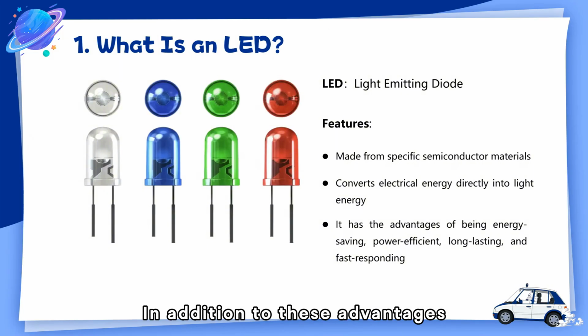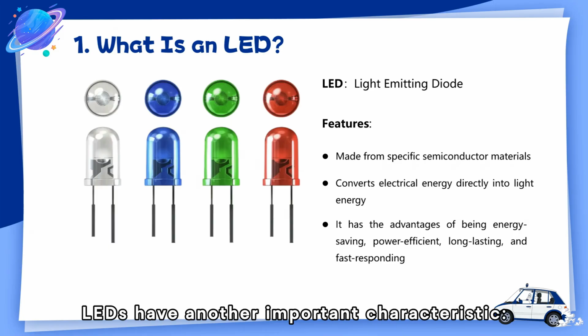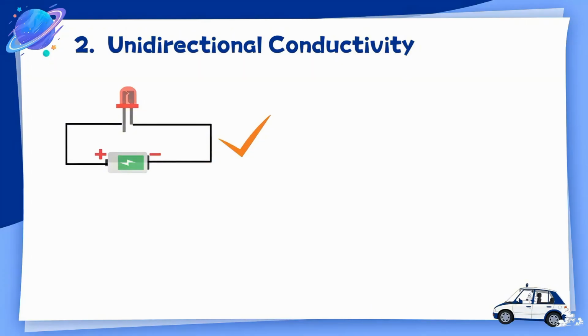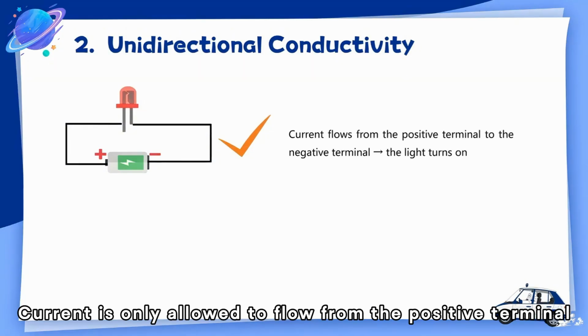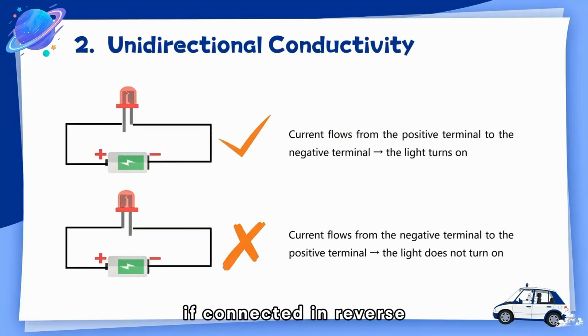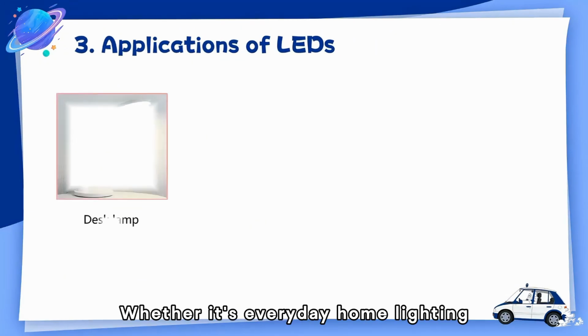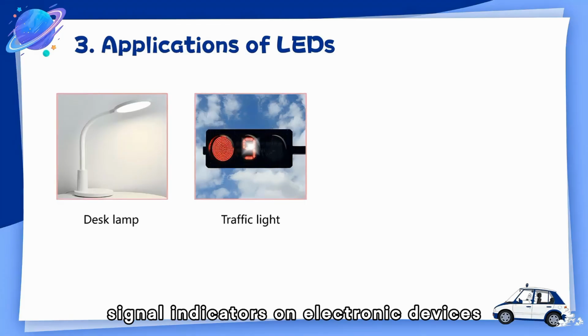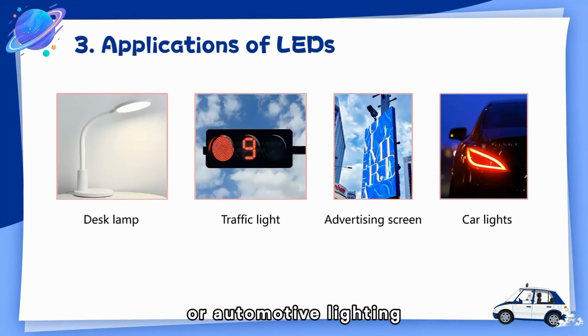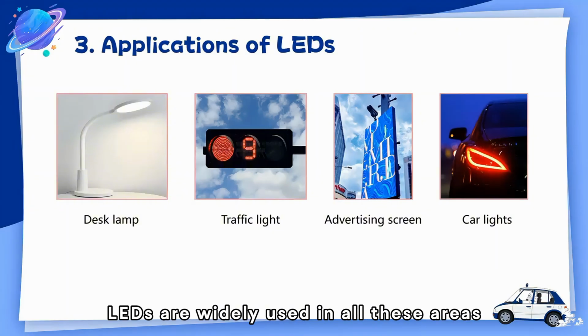In addition to these advantages, LEDs have another important characteristic. They have unidirectional conductivity. Current is only allowed to flow from the positive terminal to the negative terminal. If connected in reverse, current cannot pass through, and the LED will not light up. Whether it's everyday home lighting, signal indicators on electronic devices, backlight sources for LCD screens, or automotive lighting, LEDs are widely used in all these areas.